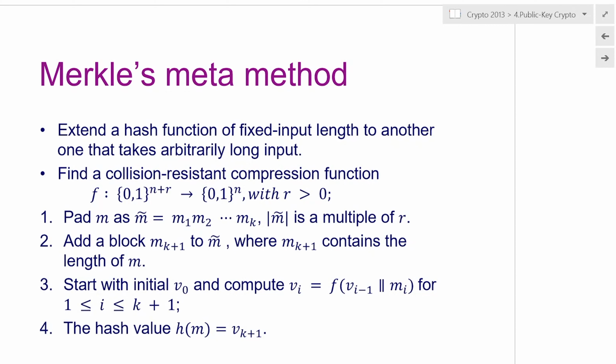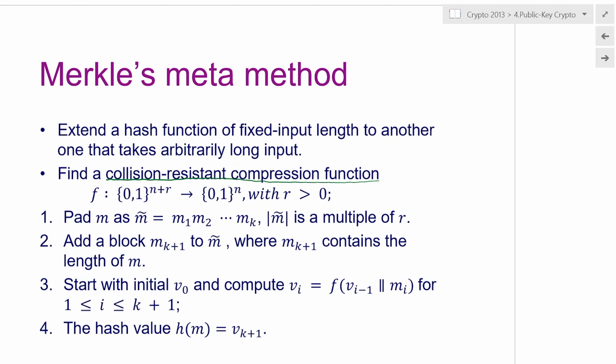It is a sort of iterative algorithm. Everything starts with a collision resistant compression function. So we were talking about hash functions, but in Merkle, we start with assuming that there is a collision resistant compression function. What does that mean? We are assuming that we have a function that takes some inputs of n plus r bits, and it would compress it into n bits.